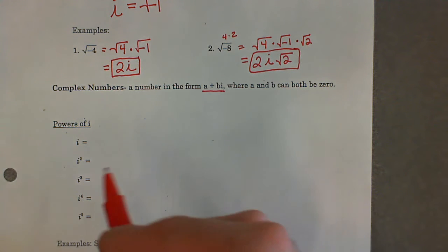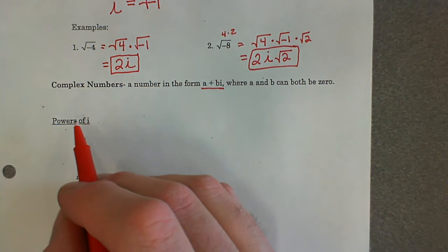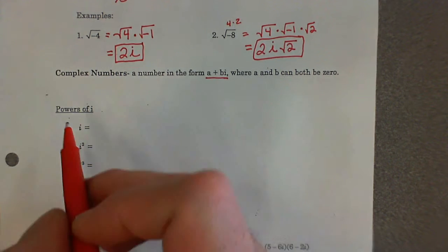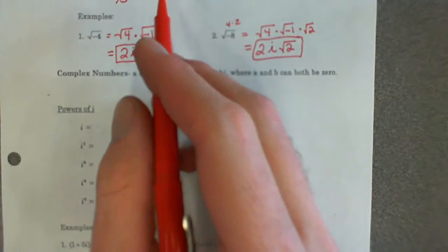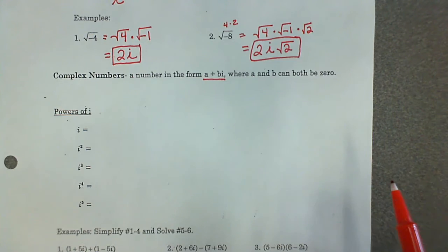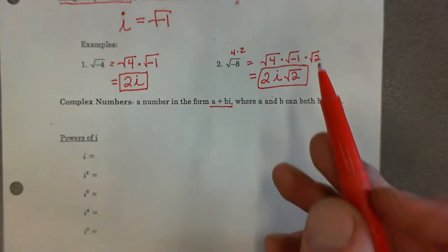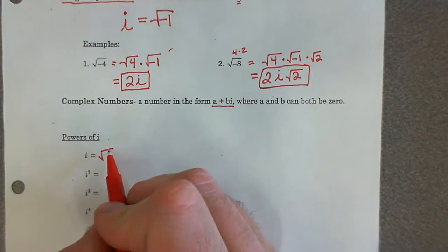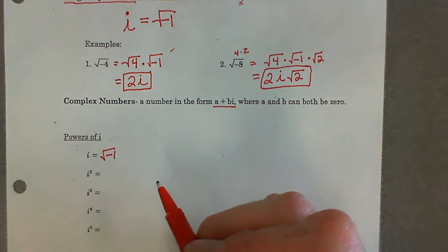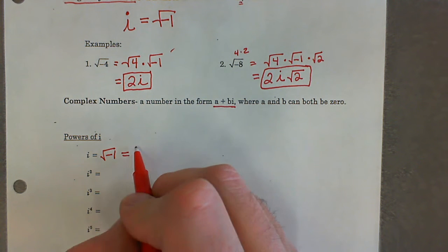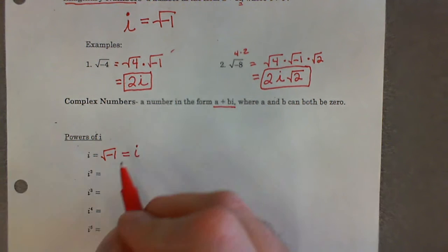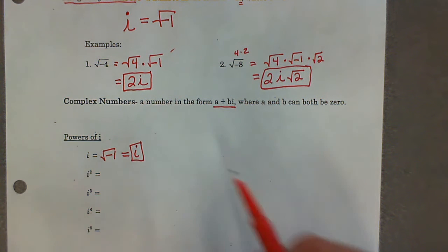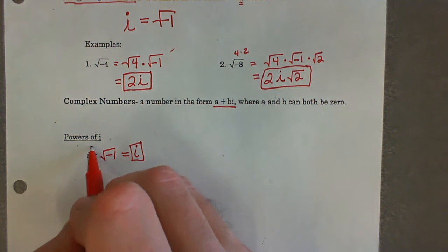Okay, in the next section here we're looking at the powers of i. Well, we already know that i is defined as the square root of negative 1. Okay, i is the square root of negative 1. So this is the square root of negative 1, which we normally just say is i. Okay, so this is just i, if this is to the first power.